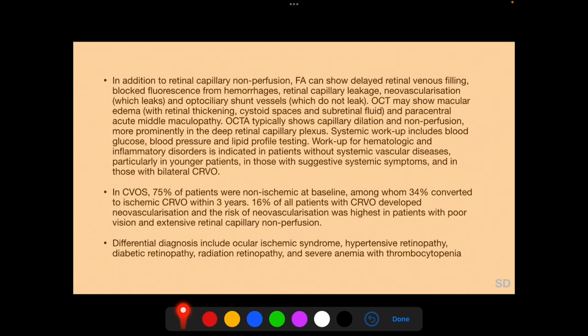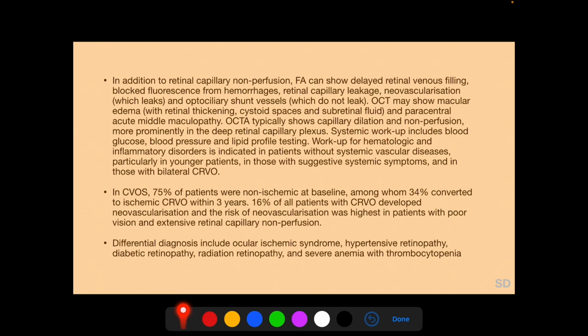In addition to retinal capillary non-perfusion, fluorescein angiography can show delayed retinal venous filling, blocked fluorescence from hemorrhages, retinal capillary leakage, neovascularization, and optociliary shunt vessels. OCT may show macular edema and paracentral acute middle maculopathy. OCTA typically shows capillary dilatation and non-perfusion more prominently in the deep retinal capillary plexus.